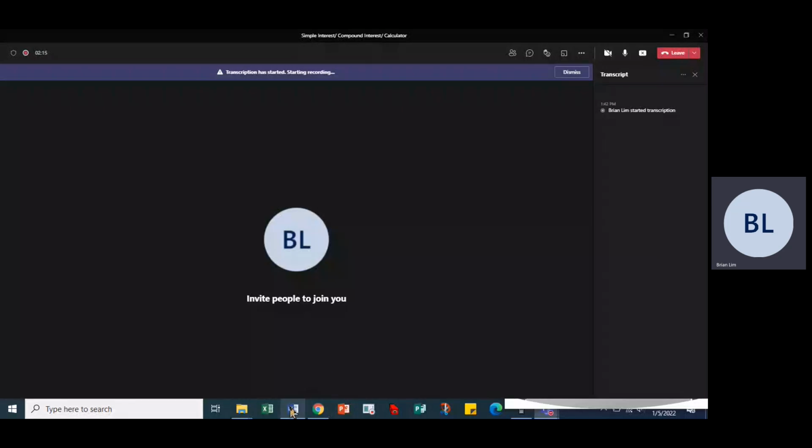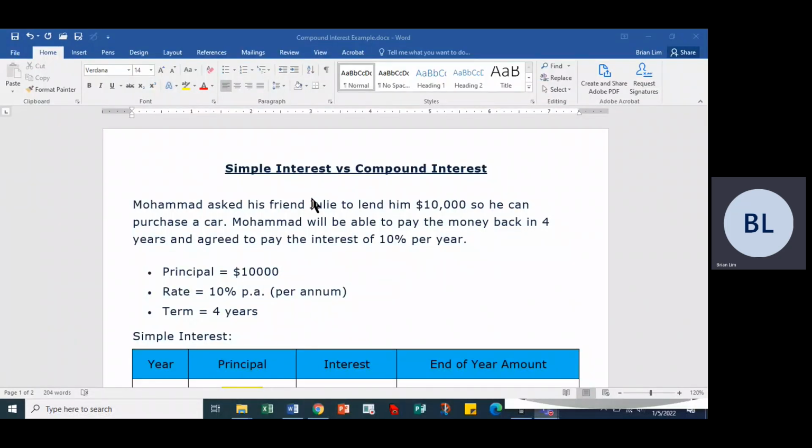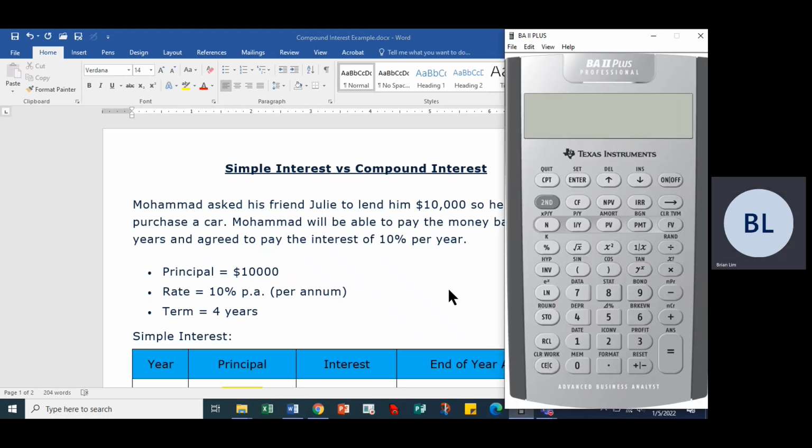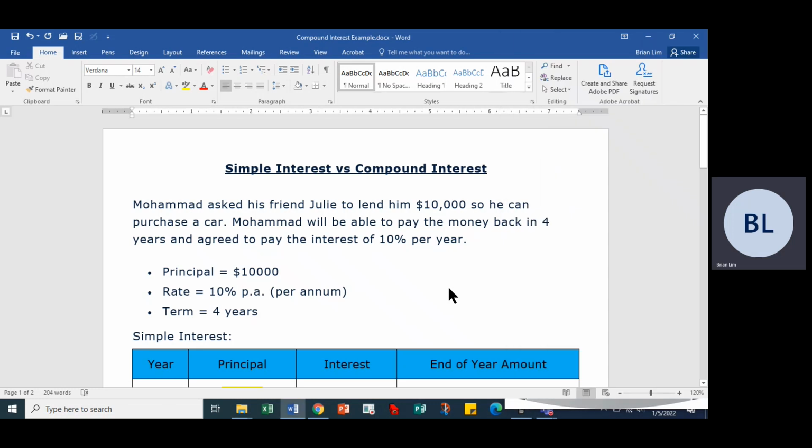Okay, in this video, we will be looking at simple interest, compound interest, and how to use the calculator to do calculations for compound interest. All right, let's start.